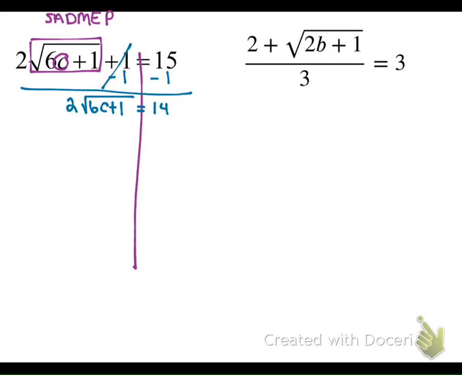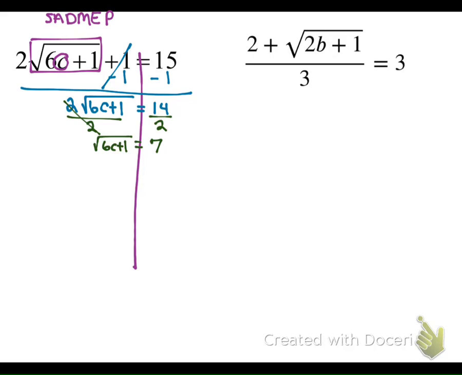How do I get rid of the 2? Divide by 2. You're right, because the 2 is touching the square root sign. It's kind of like a 2 touching a variable or a parenthesis, which means multiply, and the opposite of that would be divide. Inverse operation is divide. Whatever I do to one side, we do to the other. So on my left side now, I bring down the square root of 6c plus 1. Then on the right side, what's 14 divided by 2? 7.